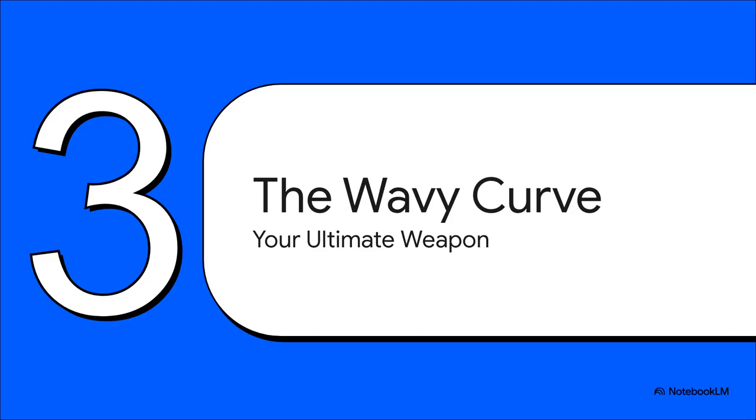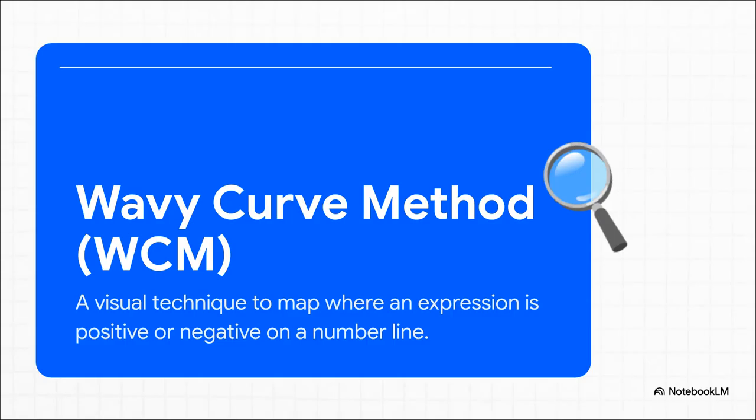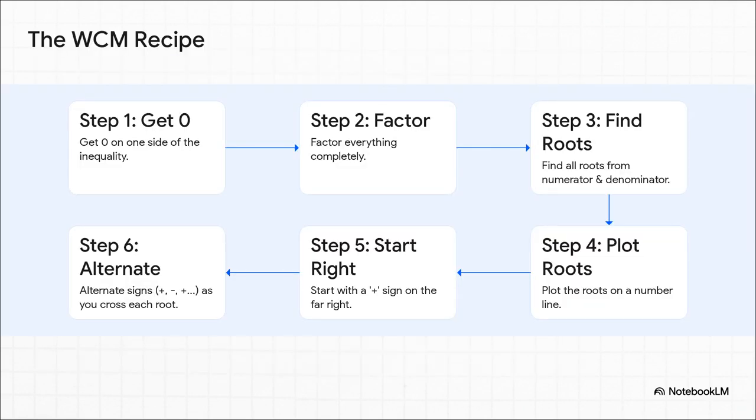Okay, so with those two rules locked in our back pocket, we can finally bring out the hero of today's explainer, the wavy curve method. This is our ultimate weapon, a technique that just cuts right through all that algebraic complexity. So what the heck is it? Well, think of the wavy curve method, or WCM, as creating a visual sign map. It shows you exactly where an expression is positive and where it's negative. It lets you skip all the tedious guesswork of plugging in a million different numbers and instead lets you just see the answer.